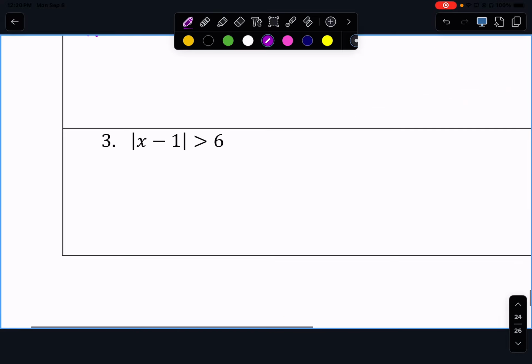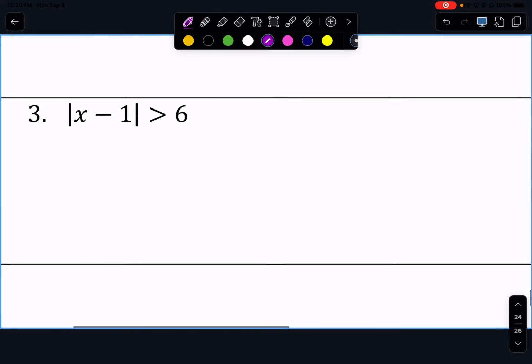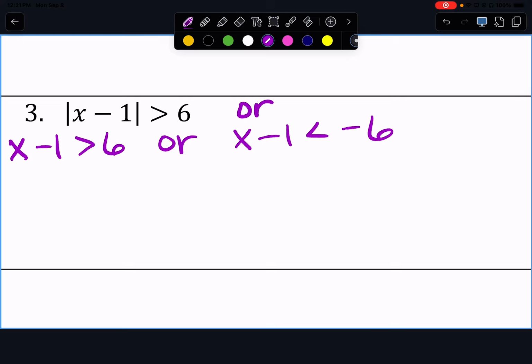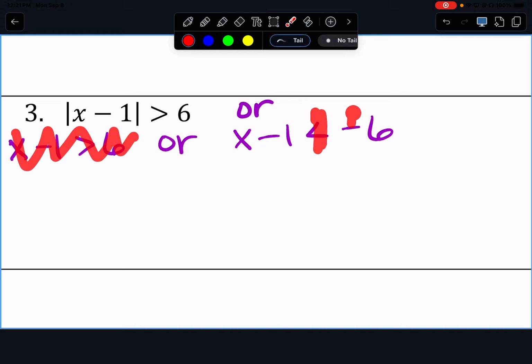Then we're going to look at 3. So here we have absolute value of x minus 1 is greater than 6. Is that an and or an or? Or. It is an or. Okay. So we will do x minus 1 is greater than 6, or x minus 1 is... So we keep this side the same, switch the inequality, switch the sign.